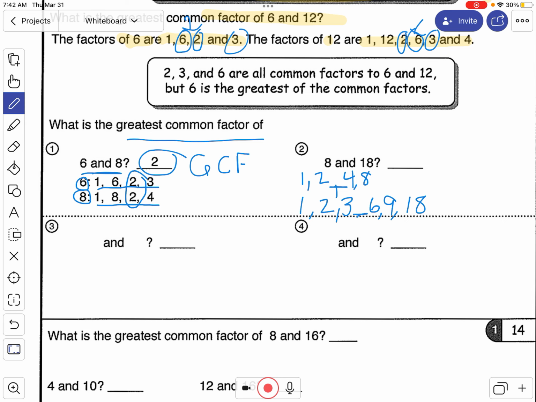How about 5? Does 5 go into 18? 5, 10, 15, 20. No, 5 doesn't go into 18. So that's all my factors of 18. Which number is the biggest in both lists?